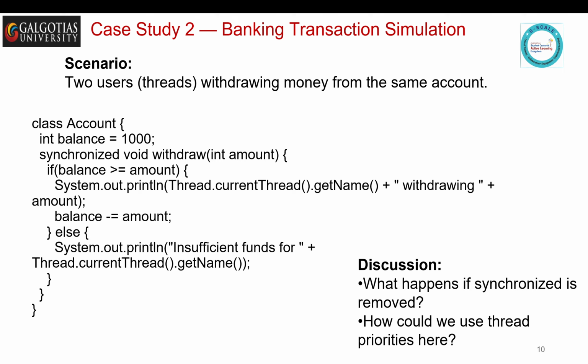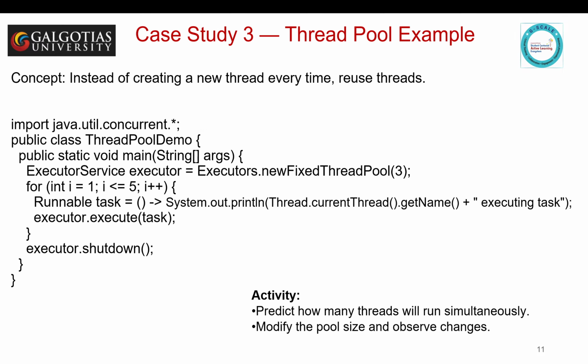In this case study, multiple threads represent users withdrawing money from the same bank account. The withdraw method is synchronized to ensure only one thread accesses the balance at a time. If synchronization is removed, multiple users may withdraw money simultaneously, leading to incorrect balances. Thread priorities can influence execution order, but they cannot replace synchronization.